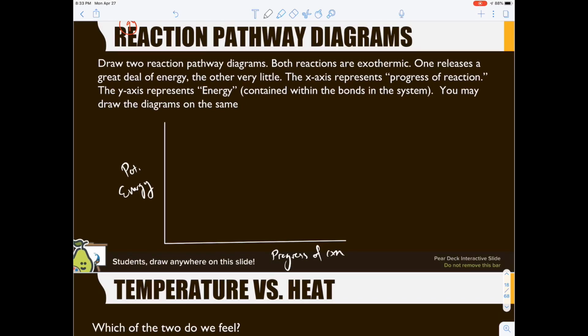In an exothermic reaction, the reactants have more energy than the products. You might just be inclined to write it like that, which is not quite right because of activation energy, which we'll talk about later. So there's a little hump, and then it goes down. Let's say this is one of our reactions. How could we draw a reaction that releases very little energy? It would still be exothermic, and this doesn't really matter too much, but it would be more like this.